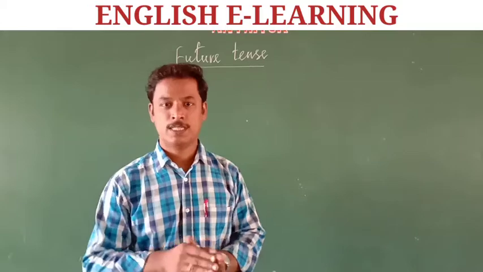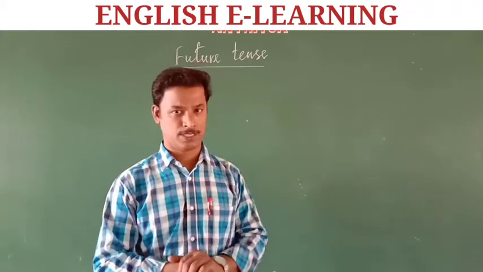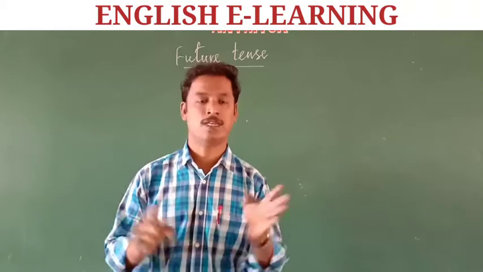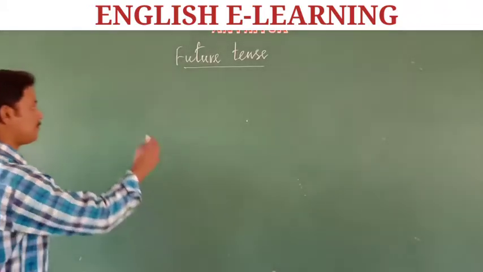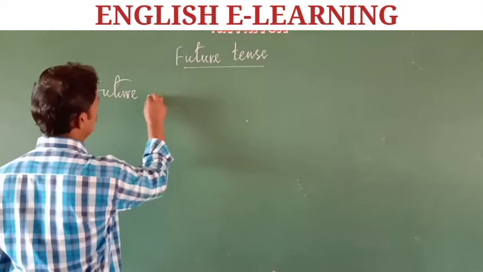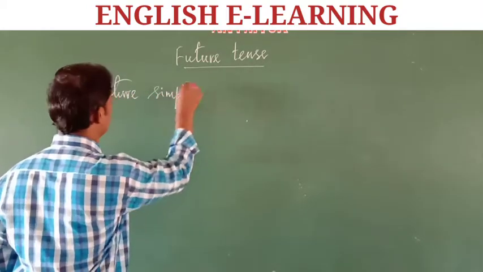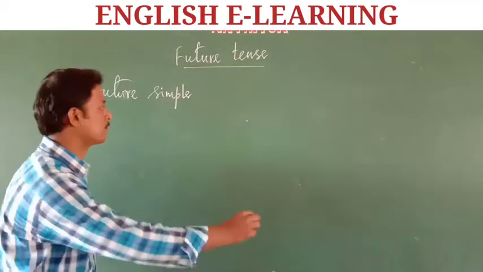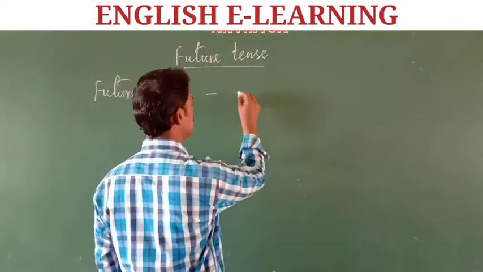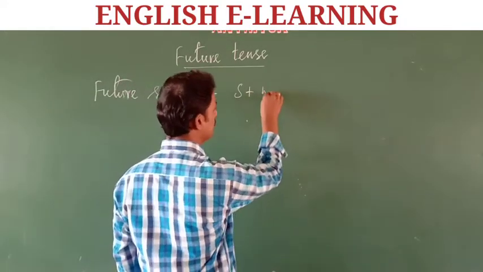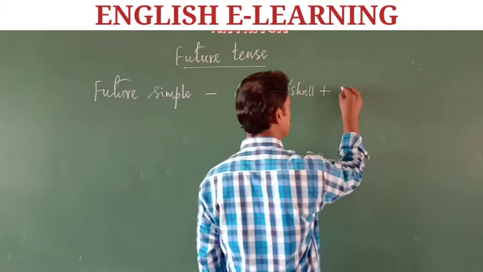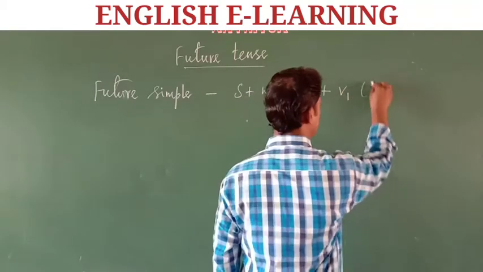Now we are going to see the remaining four forms of future tense, that is future simple, future continuous, future perfect and future perfect continuous. Okay, right. First one, future simple. Future simple. The structure of this future simple is subject plus will or shall plus base form, that is verb 1.